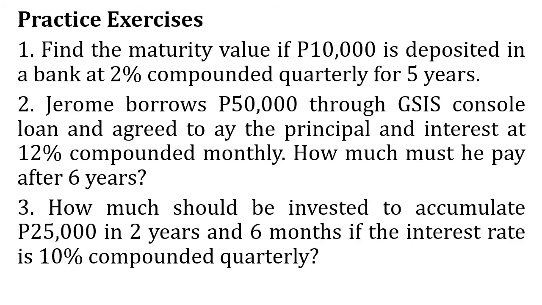Okay, so answer the following problems. Number one, find the maturity value if 10,000 pesos is deposited in a bank at 2% compounded quarterly for 5 years. Number two, Jerome borrows 50,000 through a GSIS consolation loan and agreed to pay the principal and interest at 12% compounded monthly. How much must he pay after 6 years? Number three, how much should be invested to accumulate 25,000 pesos in 2 years and 6 months if the interest rate is 10% compounded quarterly?